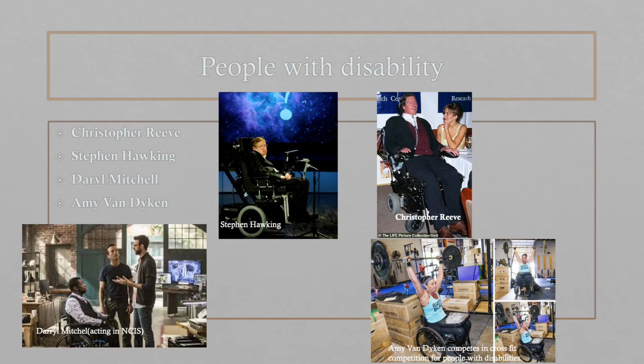Now I will talk about Amy Van Dyken, who was an amazing U.S. Olympic swimmer and won several gold medals during her Olympic career. After a lengthy Olympic career, she was paralyzed while riding an ATV in 2014. After her accident, she went on to compete in other competitions like CrossFit competitions shown in the image.